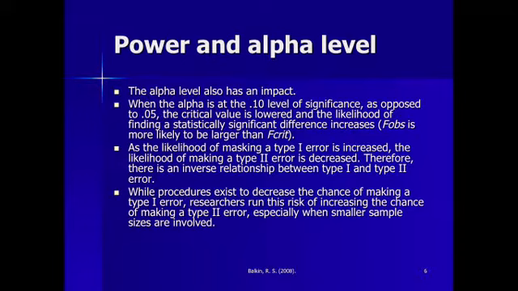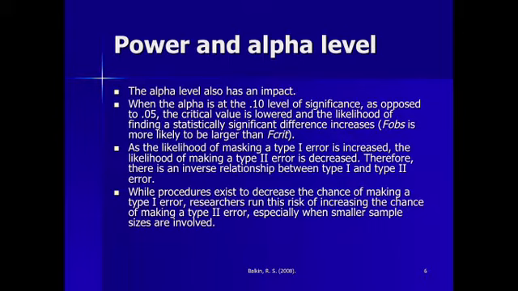Alpha level also has an impact. When an alpha level is at 0.10 as opposed to 0.05, the critical value is lowered and the likelihood of finding a statistically significant difference increases. In other words, the observed value is more likely to be larger than the critical value. As the likelihood of making a type 1 error is increased, the likelihood of making a type 2 error is decreased. So there's an inverse relationship between type 1 and type 2 error.